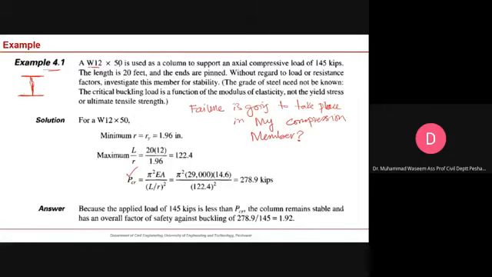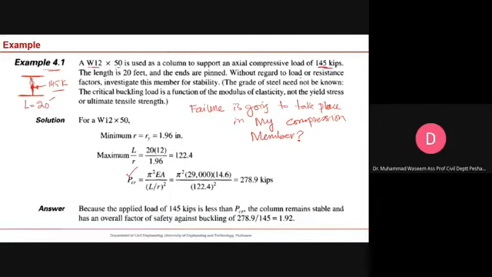Depth is 12 inches and the weight of this section is 50 pounds per square inch, I guess. So 50 pounds per square feet, yes. So this is used as a column to support an axial compressive load of 145 kips. The acting load on this member is applied concentrically. This is 145 kip. Okay, and the length of the member is 12 feet. So the ends are pinned.